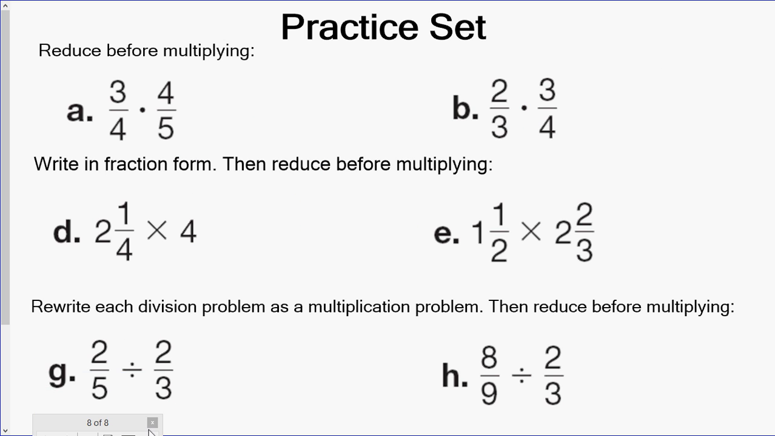And now you're going to apply that to the practice set right now. Reduce before multiplying for A and B. For D and E, you're going to have to write them in fraction form first, then reduce before multiplying. And then for G and H, you're going to have to, of course, do the keep, change, flip, and then reduce before multiplying. So try these out now, and we will check them in class.